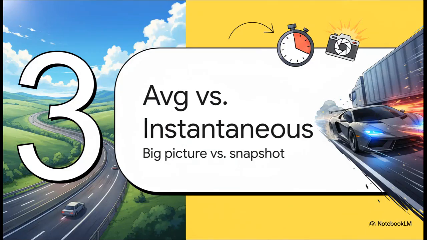All right, let's talk about average versus instantaneous. Imagine you're on a long road trip. Your average acceleration for the whole day might be close to 0. But what about that one moment you floored it to merge onto the highway? That instantaneous acceleration was huge. See the difference? One's the big picture, the other is a snapshot.